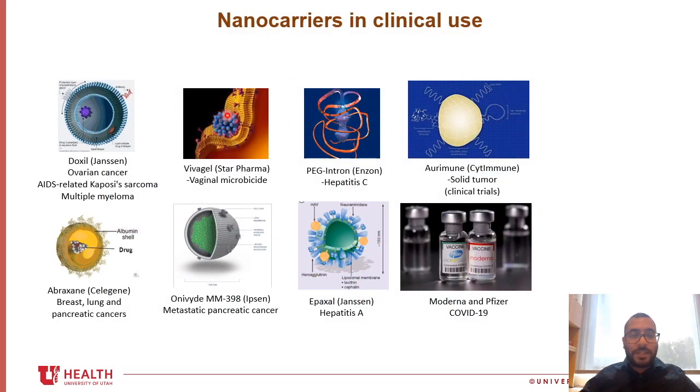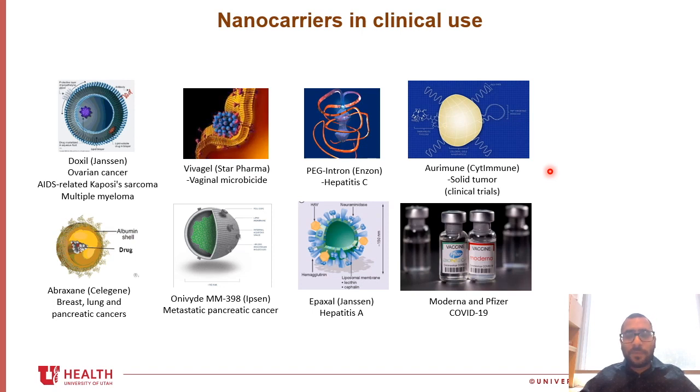So now let's look at some of the nanocarriers in clinical use. Doxil, as I said, was the first ever nanoparticle approved by the FDA for clinical use. It was initially approved to treat Kaposi sarcoma, but now it's also used to treat ovarian cancer. So these are not the only 8 examples that you can find. There are multiple examples now.